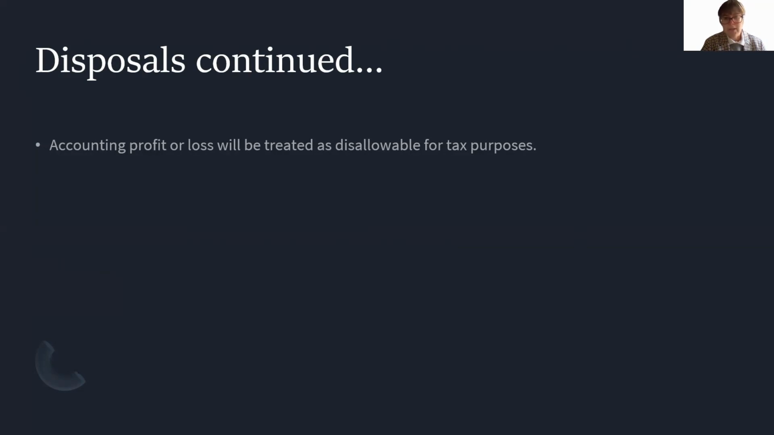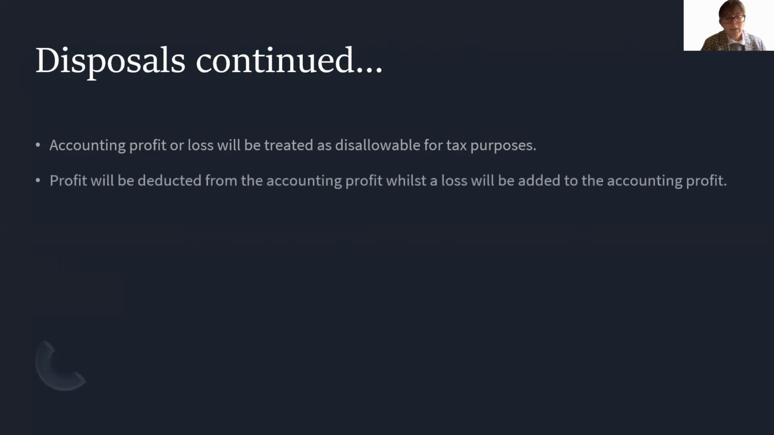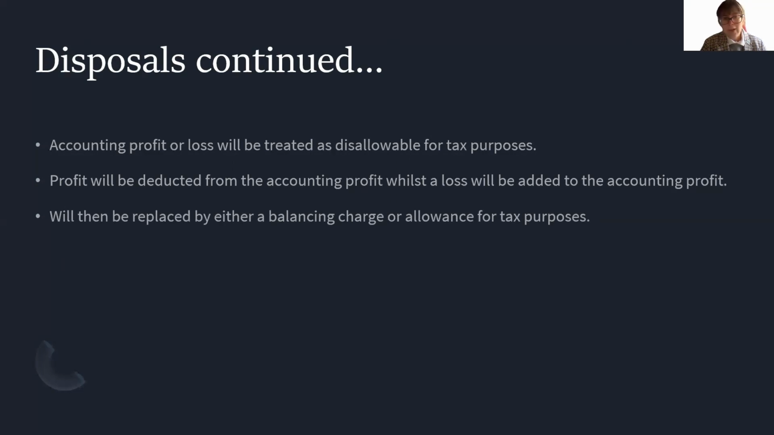for tax purposes in all circumstances. Profit will be deducted from the accounting profit, whilst a loss is going to be added to the accounting profit. This will then be replaced by either a balancing charge or a balancing allowance for the purposes of tax.